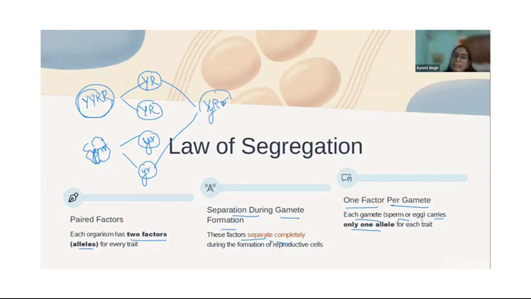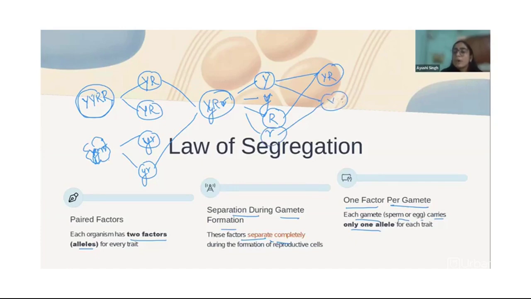Now once these reach F2 generation, there can be 4 types of gamete. Let me just draw like this. This and small r. Now, this one and this one can also be there in one offspring. This and this can also be there in one offspring, right? So now you can understand how different kinds of combinations can be made. More than one combination can be made. So that is what it is saying, that 1 factor per gamete goes.